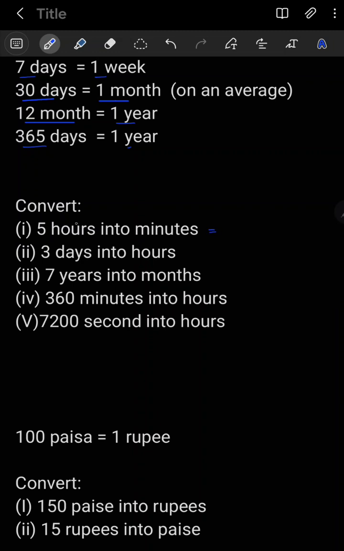Hours is a big unit, minutes is a small unit. So big to small you have to multiply. So 5 hours is equal to how much? 5 into, how many minutes become 1 hour? 60 minutes. So you have to multiply with 60. If you multiply it, how much will you get? You will get 300 minutes.